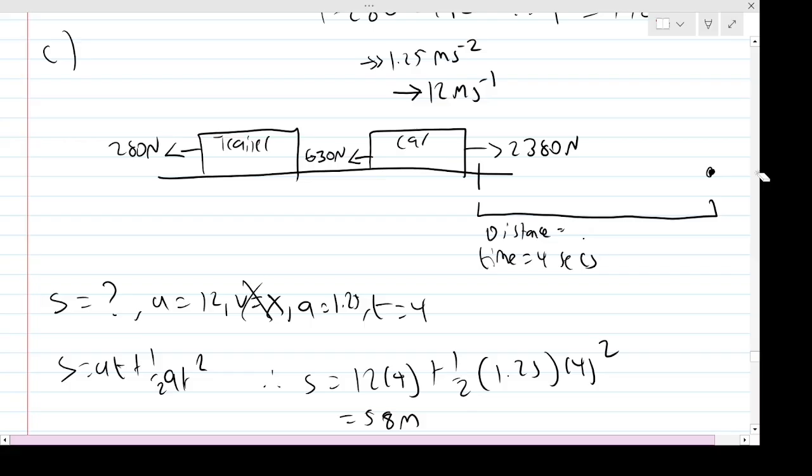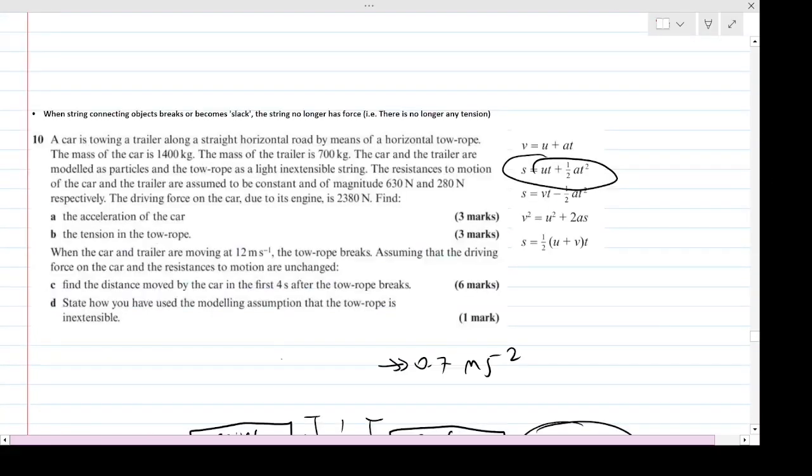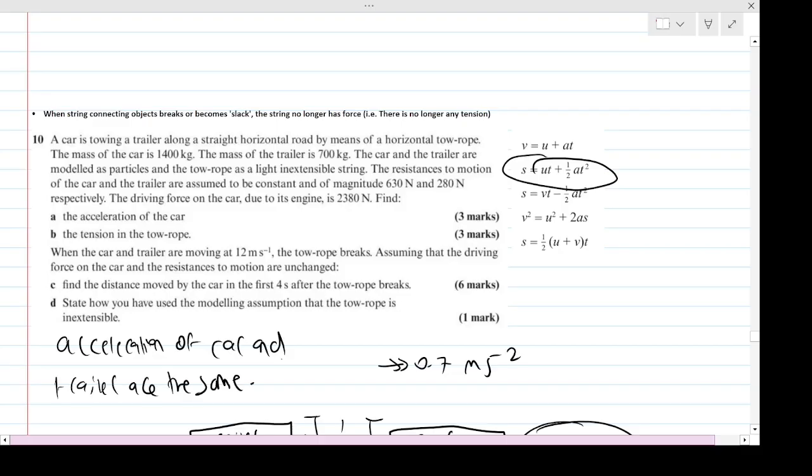So 58 meters. Then in part D, it says state how you use the modelling assumption that the tow rope is inextensible. So again, we looked at this before, so you need to remember inextensible means the acceleration of the car and the trailer are the same. So the objects connected by the rope, if it's inextensible, the acceleration of both objects are the same.